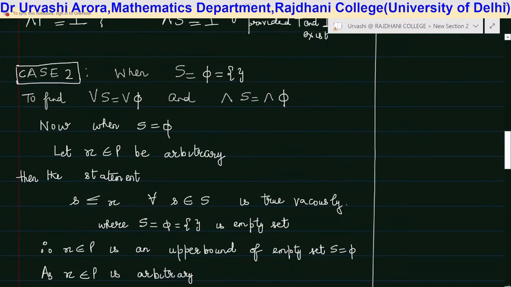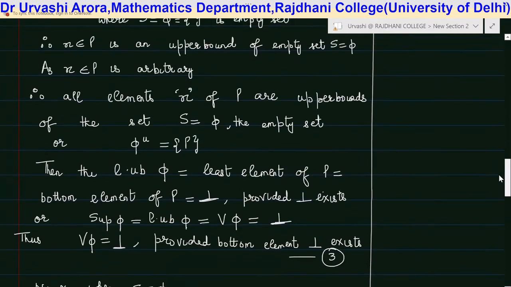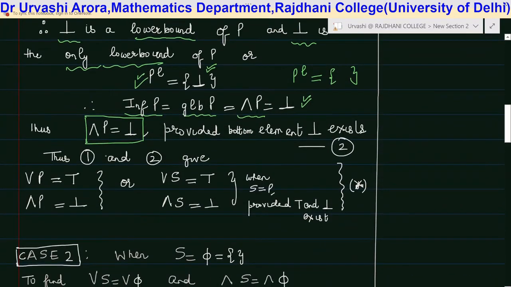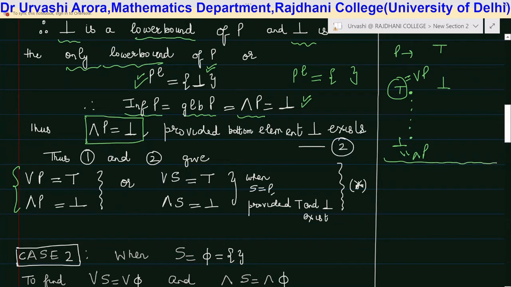So there are two conclusions that we have. Now this particular conclusion I have marked as 2. So these are the two conclusions that we have, just collecting the conclusions together. Whenever P is a PO set, and whenever P has a top element and whenever P has a bottom element, which means if you draw the Hasse diagram of P, the top element will be at the top and the bottom element will be at the bottom. So this top element will be the join of P and this bottom element will be the meet of P. So these are two conclusions that we have from here.